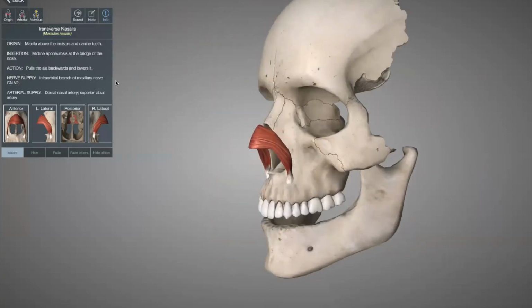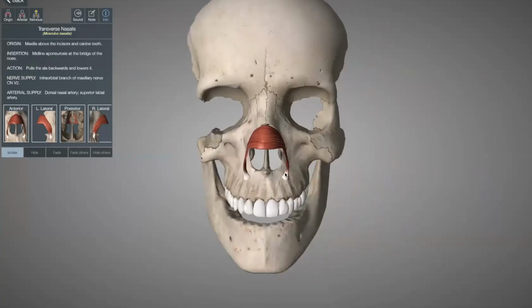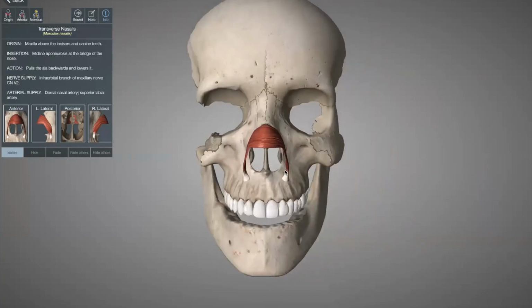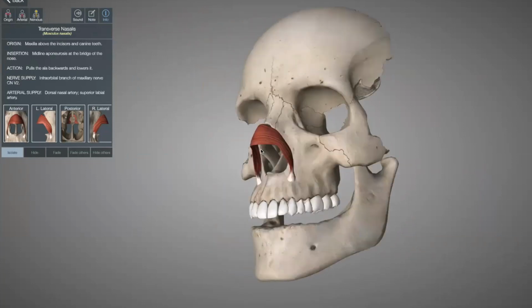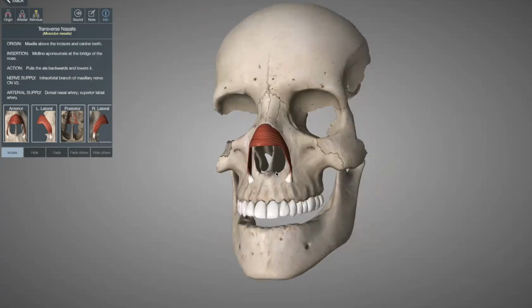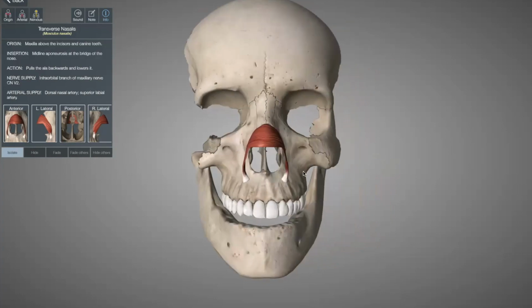What's the function or the action? The transverse part compresses the nasal opening. If you want to make the nasal opening smaller, the transverse nasalis is used.